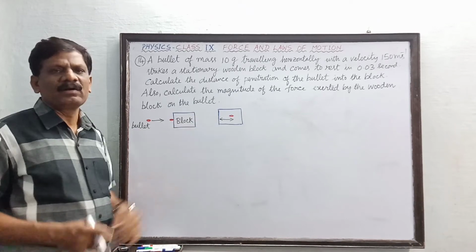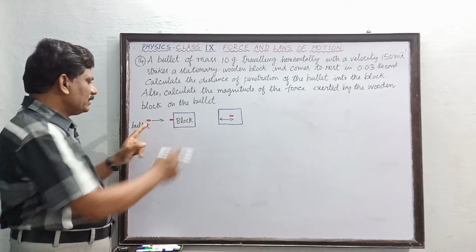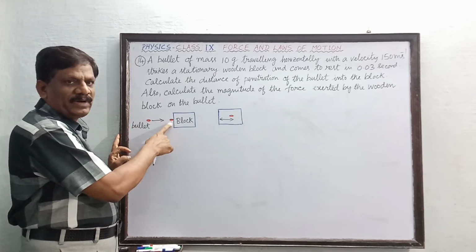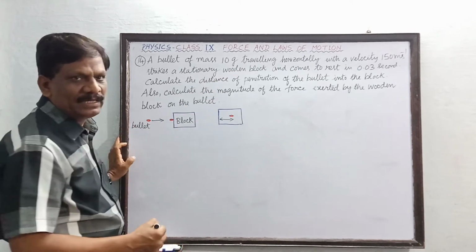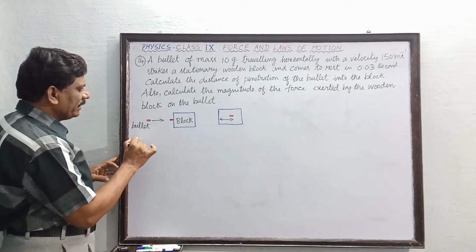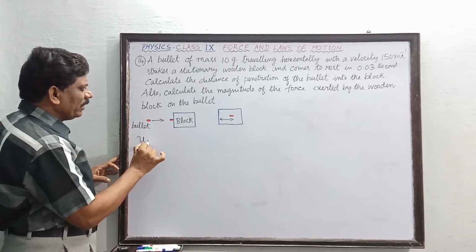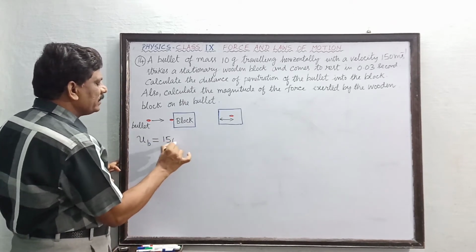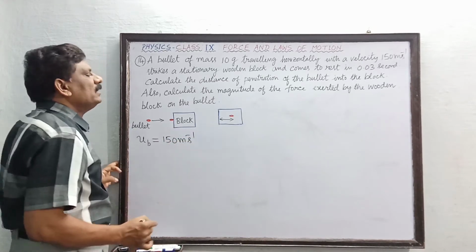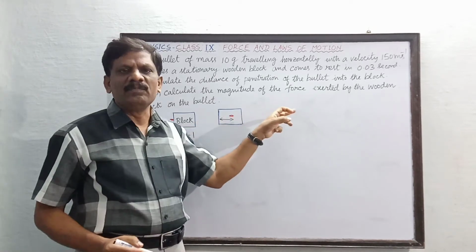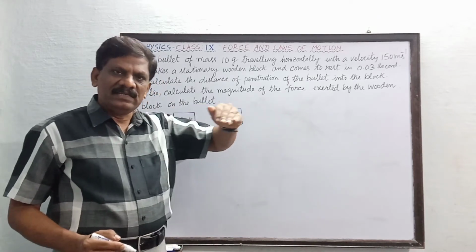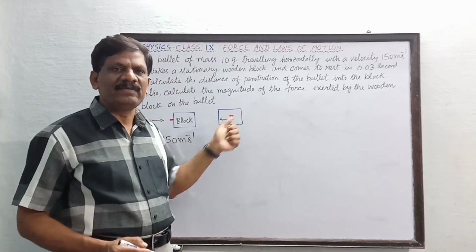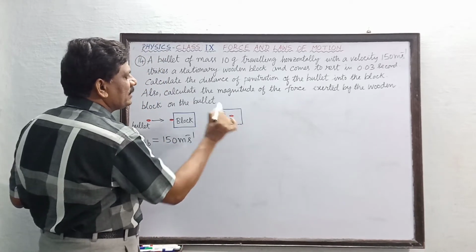So this is a simple block diagram. This is a wooden block. This is a bullet. When the bullet is fired, it enters the wooden block at this point with the initial velocity of 150 meter per second. When it is traveling inside the wooden block, at every stage its velocity is reduced. Finally, the bullet stops after traveling through a distance s. So s is the distance.